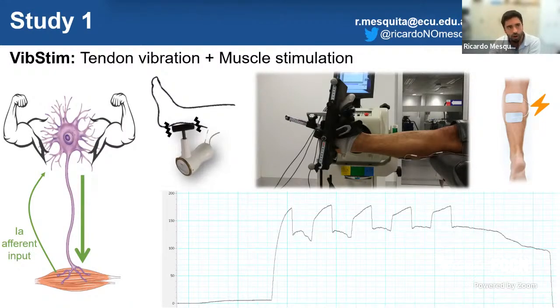So next time you are in a physio session and you're receiving some electrical stimulation in your muscles, remember that the electrical stimulation is not only going to your muscle directly, but it's also activating sensory fibers that transmit signals all the way back to the spinal cord and back again to the muscle, making your muscle contract even more.